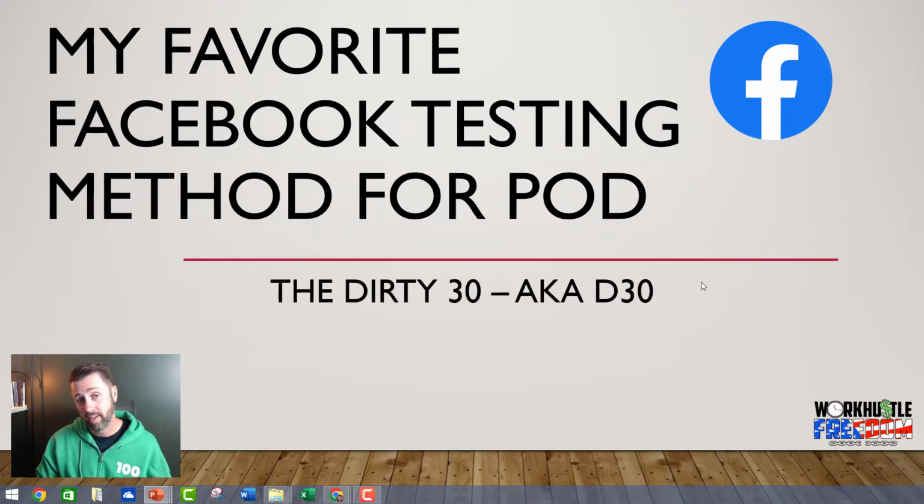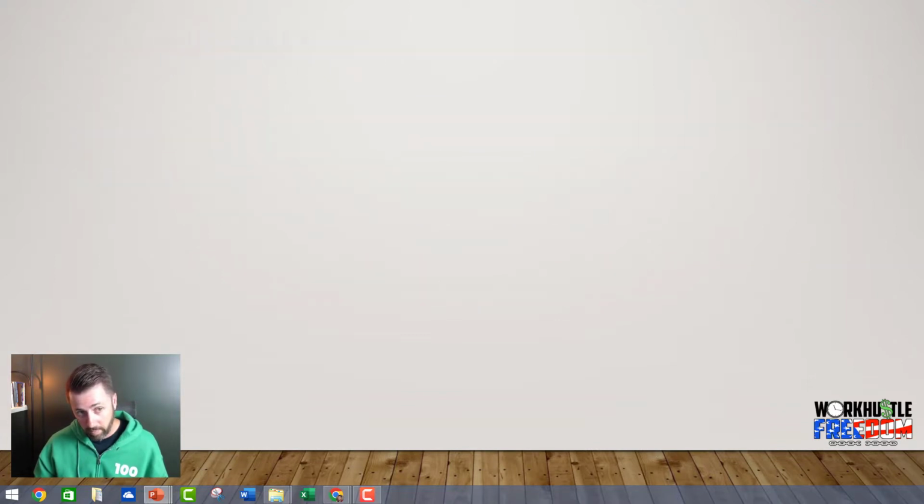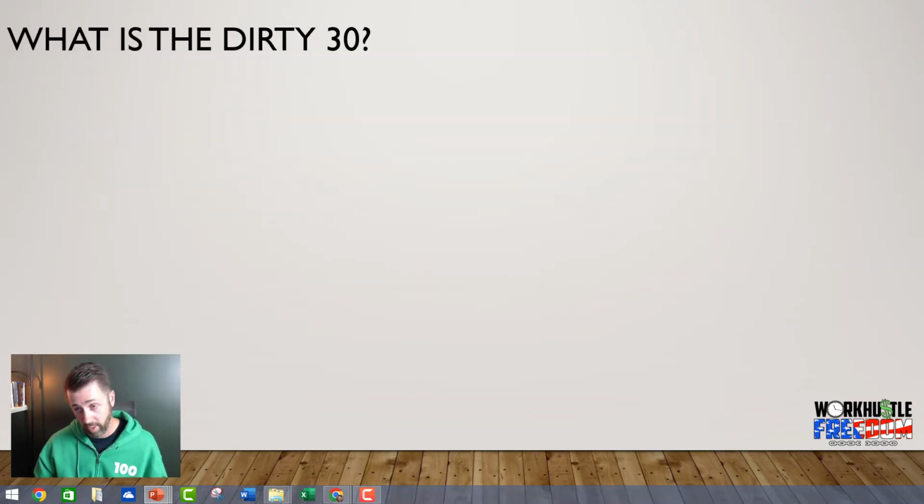Anyway, this is his method. I've kind of tweaked it for my own purposes, just based on my experiences with it over about the last 9 months or so. And so, yeah, this is kind of where I'm at now with it. And as we all know, Facebook can change and change rapidly, but this has been relatively consistent for about a year now. And so what is the Dirty 30?